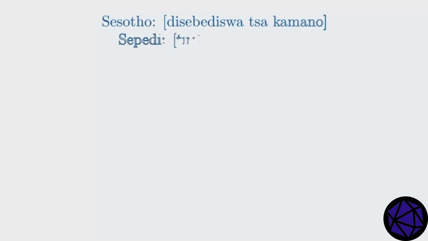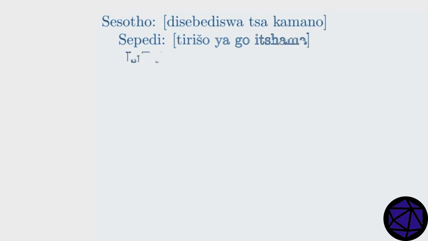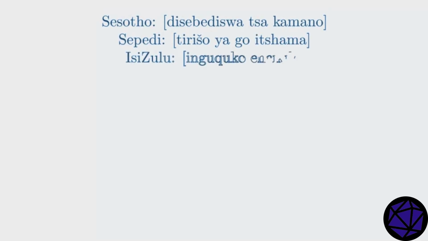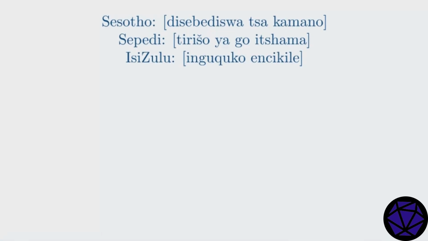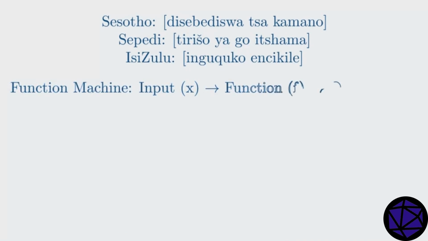Next is the notation for a function, f of x. In Sesotho, we say disebediswa, tiese kamano. In Sepedi, it's tirisoyago ichama. And in IsiZulu, we say inguko enchikile. A function is like a machine. You put something in, and it gives you something out. The x is the input, and f of x is the output. The letter f is just the name of the function.